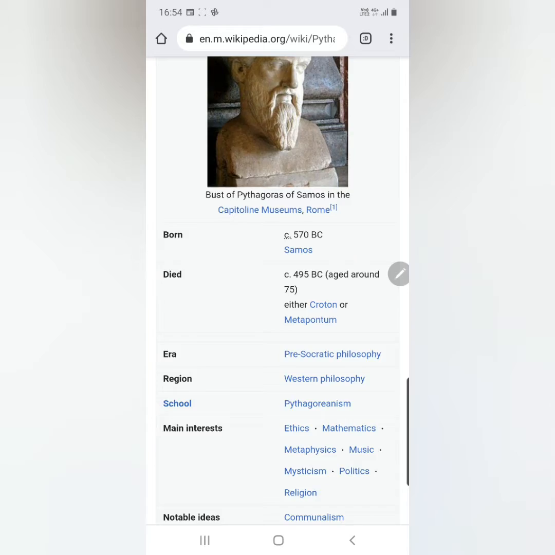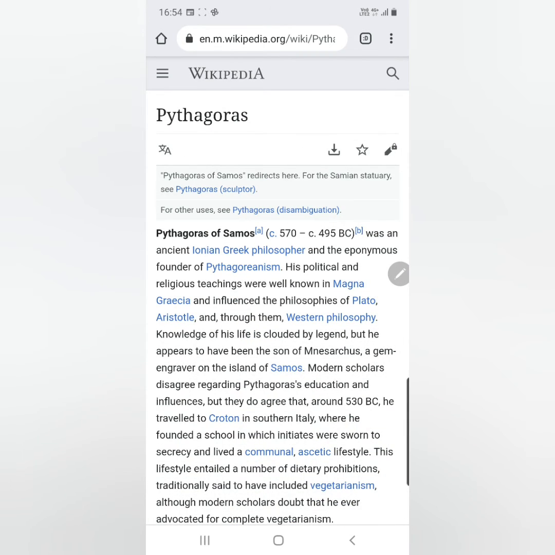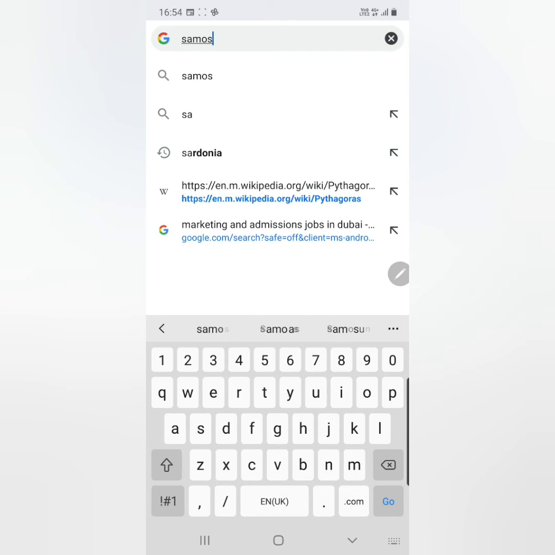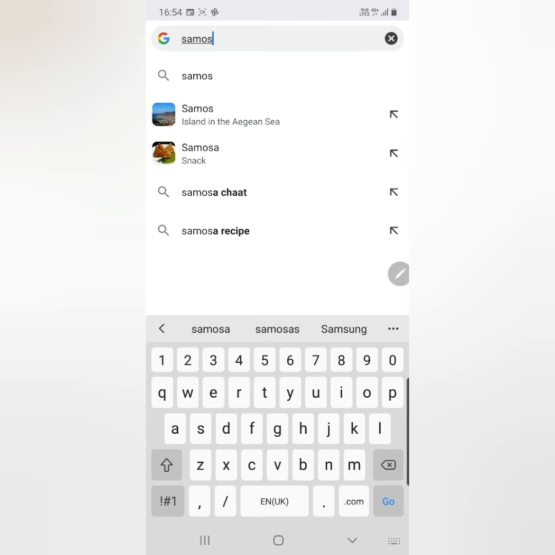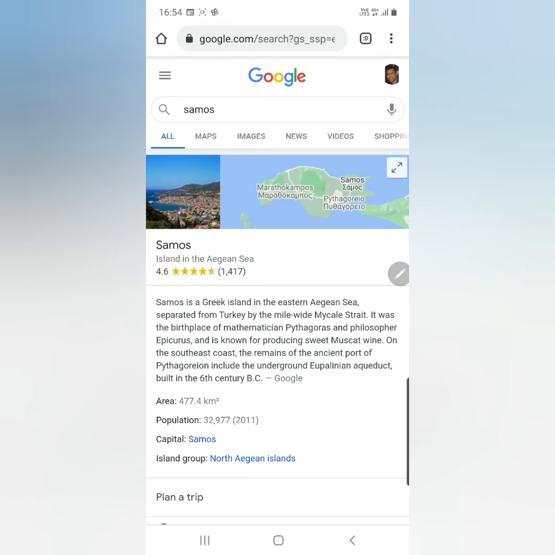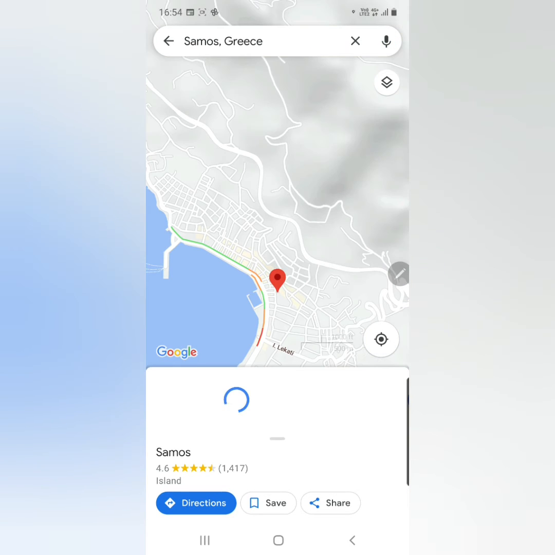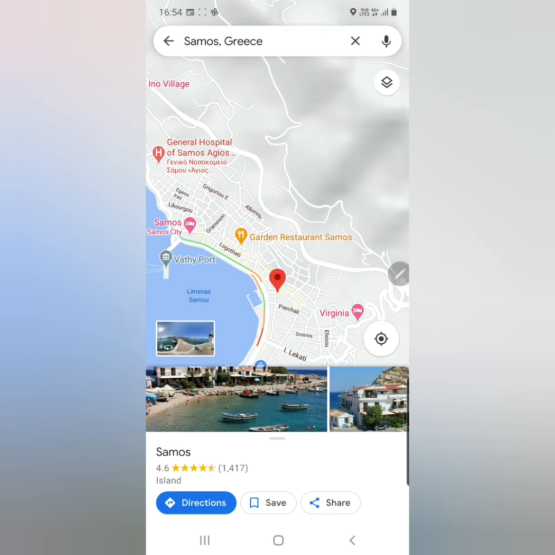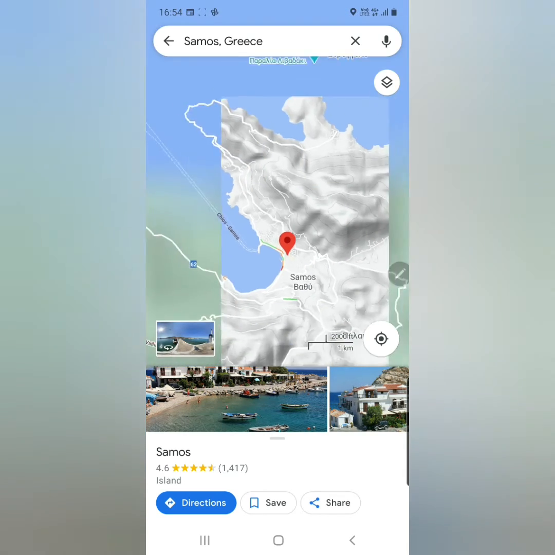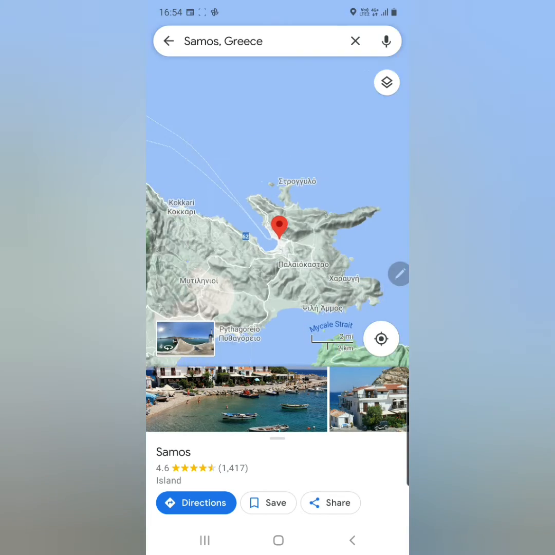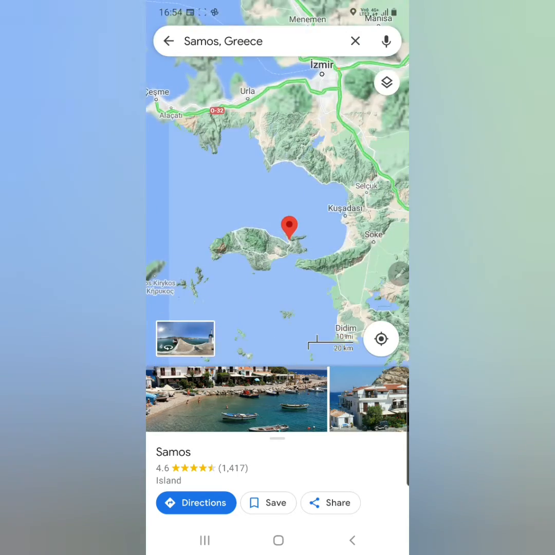I wonder where Samos is. We'll just check Samos. Yeah, Samos, an island in the Aegean Sea. Where is Samos? It's Europe for sure.